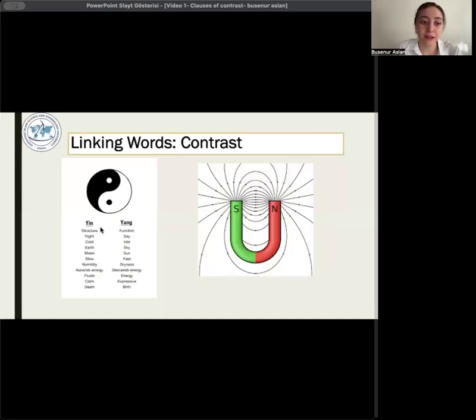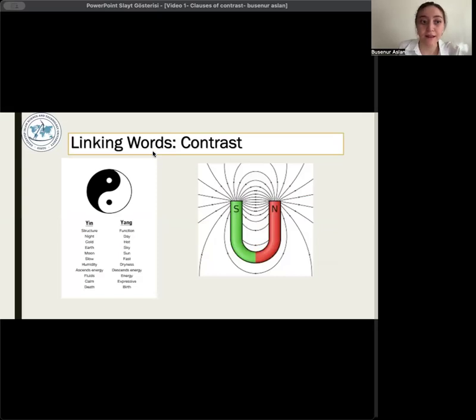You see here yin yang. Yin yang symbolizes two opposite things, two opposite sides, such as structure, function, night and day, cold and hot, earth and sky, moon and sun. And you see also here a magnet. One side of the magnet can be positive, the green side. The other side can be negative, the red side. But the magnet links the two opposite sides and gives the interaction between them.